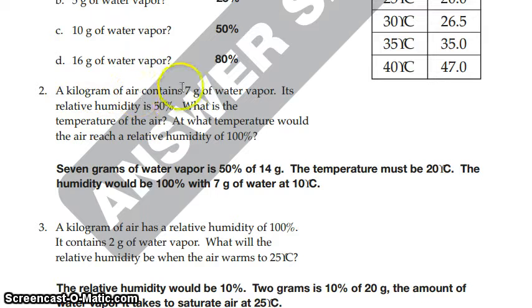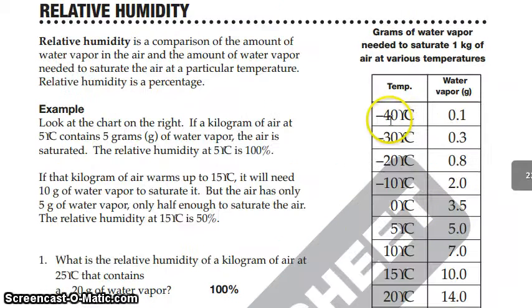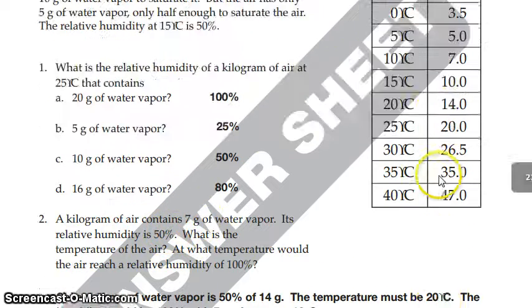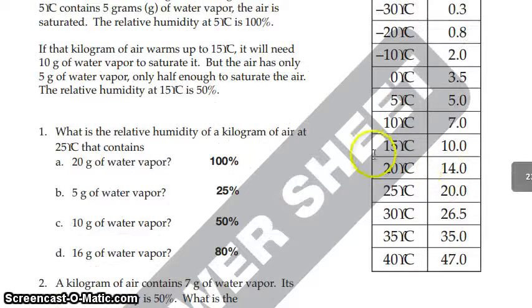So if a kilogram of air has 7 grams of water vapor in it, and its relative humidity is 50%, that means that it is half full. It's not completely saturated. What we would have to do to use the chart, since the chart gives us at saturation, which is 100%, is we would have to double the 50% and double how much water vapor is in there. So we could see then that the temperature would be 20 degrees Celsius, because if we double 7 we would get 14 grams of water vapor, and that tells us the temperature is 20 degrees Celsius.